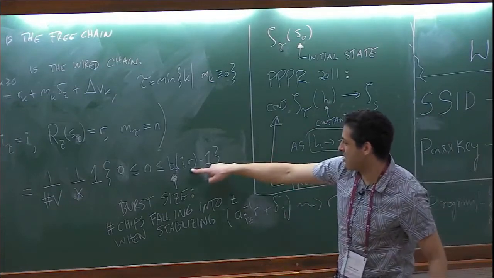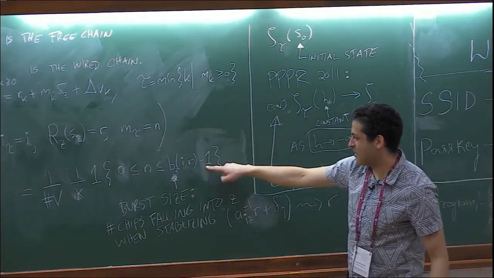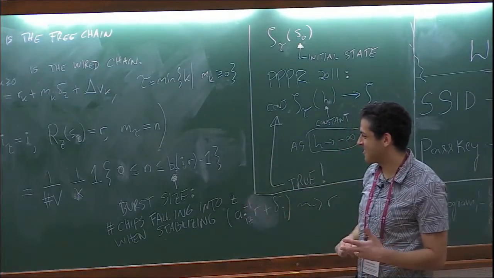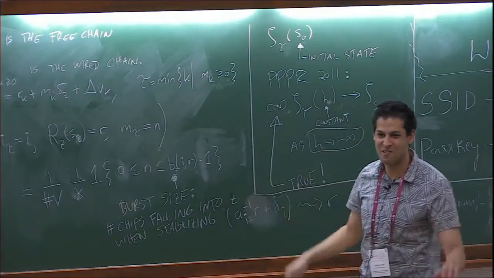Yeah, so you might want me to divide by something, but it turns out the correct normalizing constant is 1.